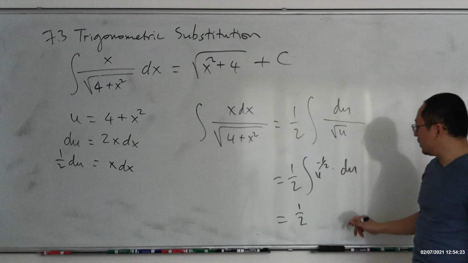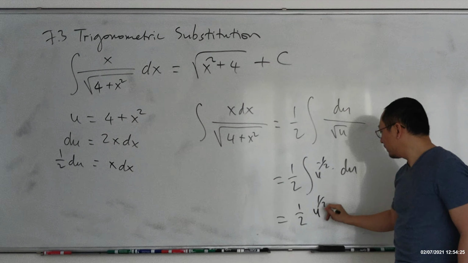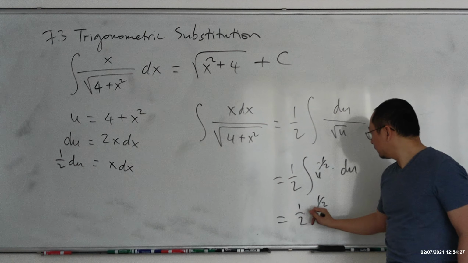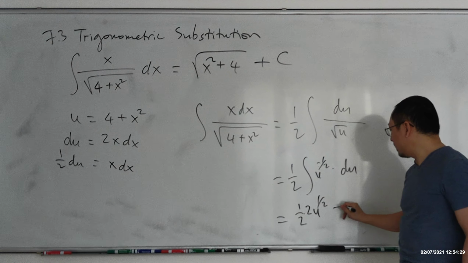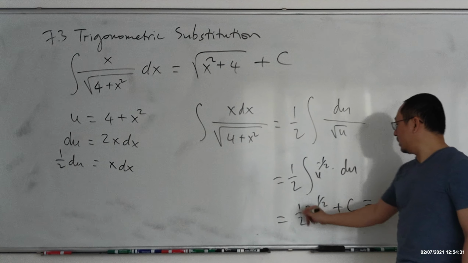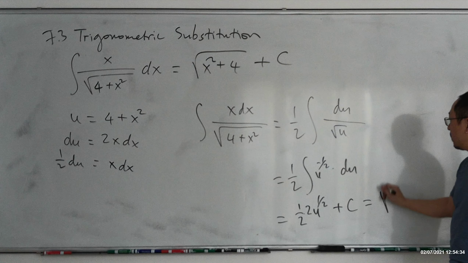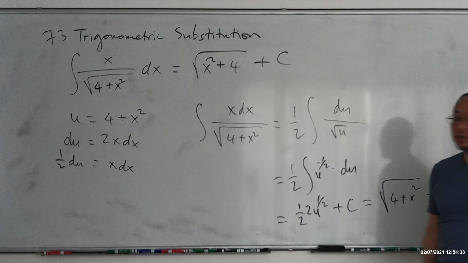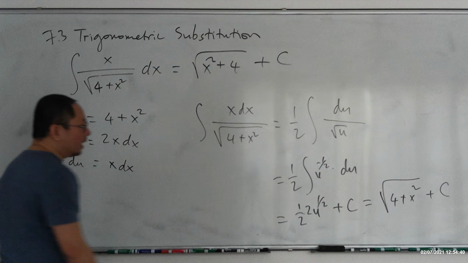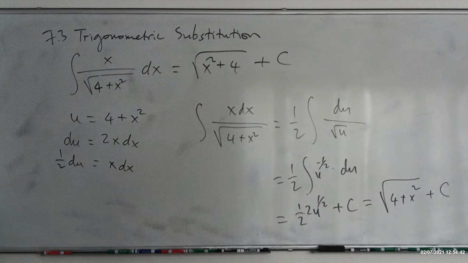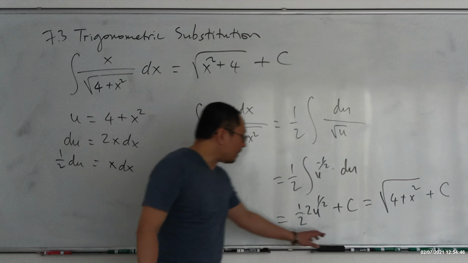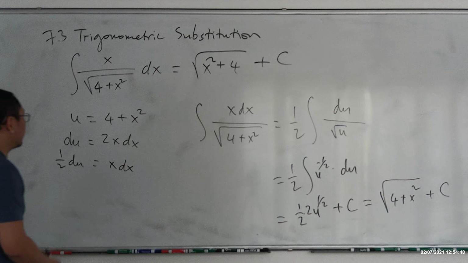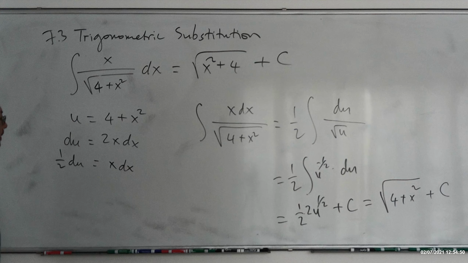Negative 1/2 at once is going to be u to the 1/2, and then times 2, and then plus c. So 2 with the half cancel out, u to the 1/2 is square root of 4 plus x squared, and then plus c. All right, so it's going to be much shorter to get to the answer using u sub instead of trig sub.